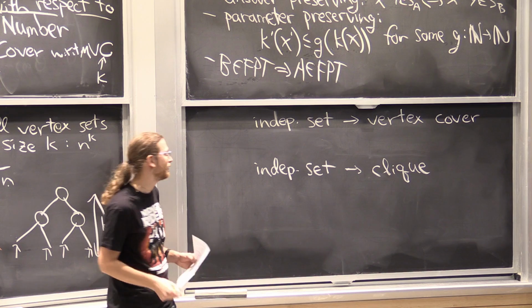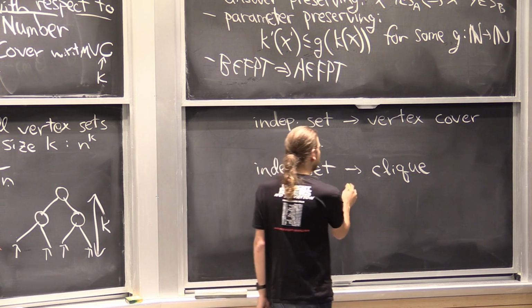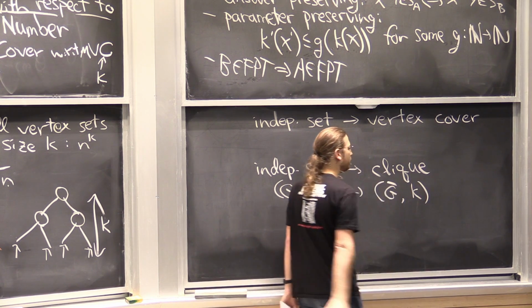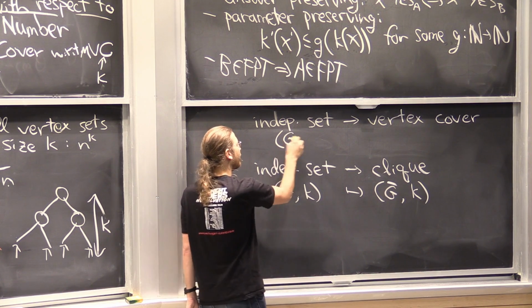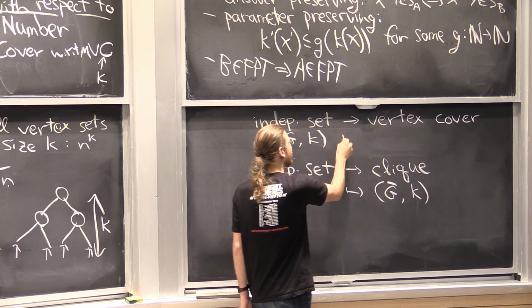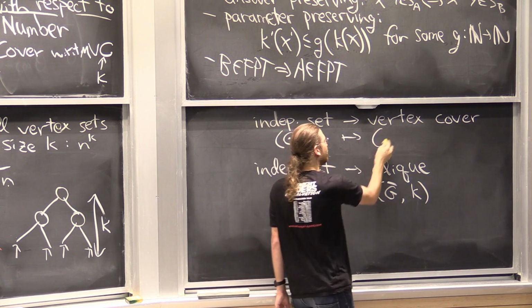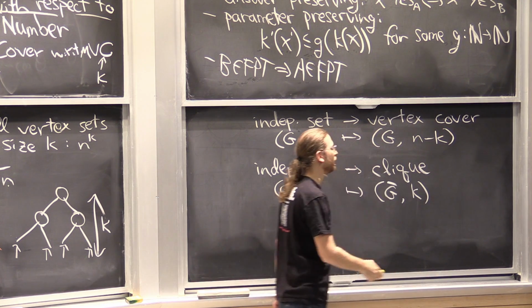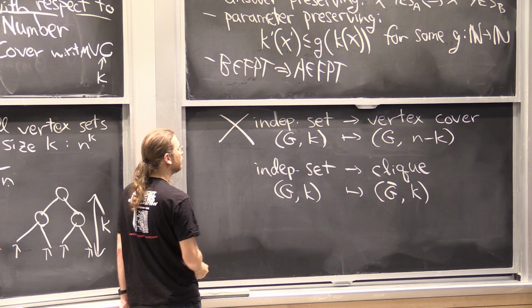The second, yeah. Because if we take a graph and a parameter k, what we convert it to is the complement graph with the same parameter. Okay, so that's obviously parameter preserving, whereas independent set to vertex cover, these are complementary in a different sense: if you take everything that's not in the independent set, it is a vertex cover. So it's actually the same graph, but with n minus k as the new parameter. So this is not a parameterized reduction.